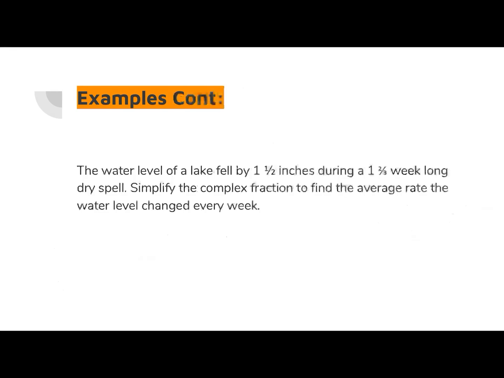All right, so let's look at an example here, a word problem. The water level of a lake fell by 1 1/2 inches during a 1 2/3 week-long dry spell. We want to simplify the complex fraction to find the average rate the water level changed every week. So I have 1 1/2 and 1 2/3. Now the first thing I want to do is convert these to improper fractions.